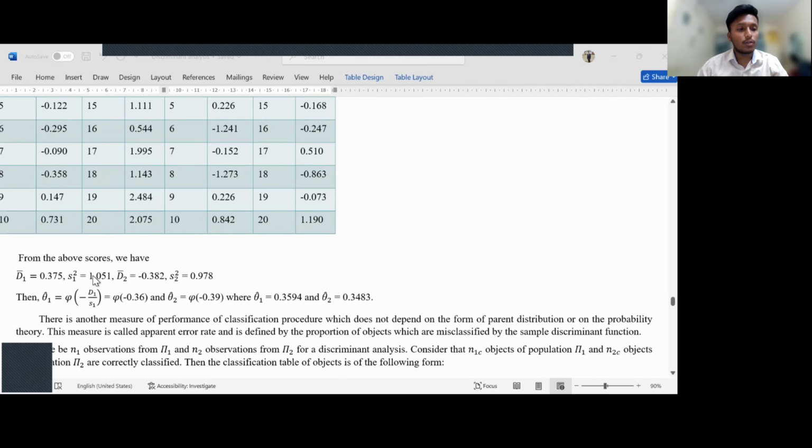From the above scores, we have the mean discriminant score for population 1 as 0.375 and the variance S1 square equal to 1.051. Same for the mean discriminant score for population 2 and S2 square.